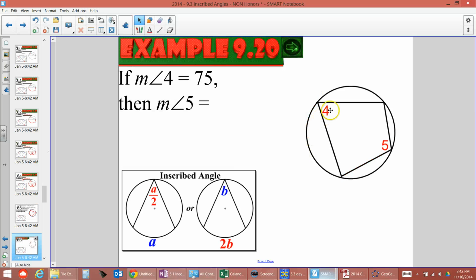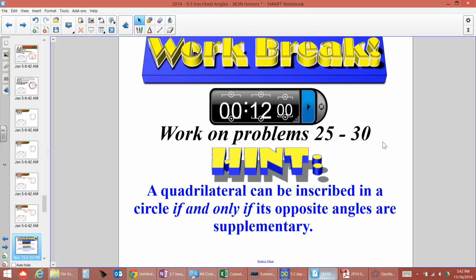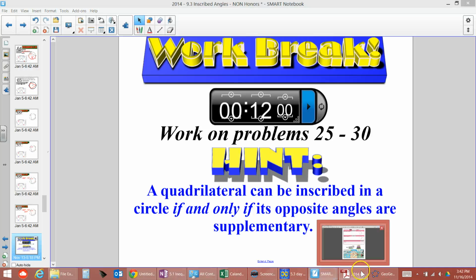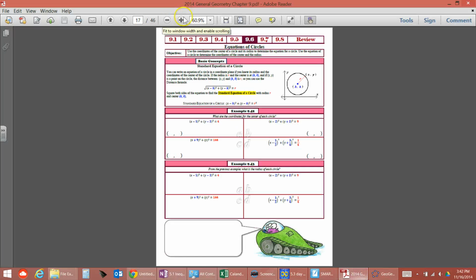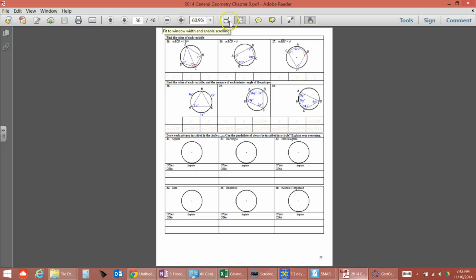So if the measure of angle 4 is 75, how big is angle 5? They have to add to 180. So we take 180 minus 75, and we get 105. And that's how big angle 5 is. You're going to use this one a lot, especially on 25 through 30. Let's go ahead and take a look at those, just so we can get an idea of what we're talking about for 9.3. Okay, 25 through 30.